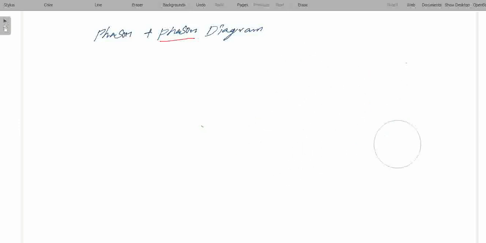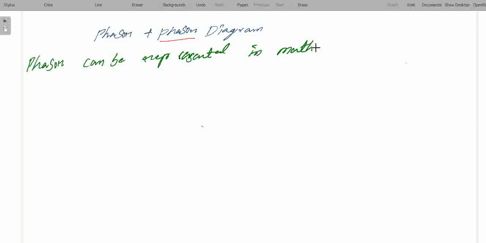Let us see some examples of phasors for simple circuits. Phasors can be represented in diagrammatical form, that is what we have seen, the phasor diagram. A phasor can also be represented in mathematical form.